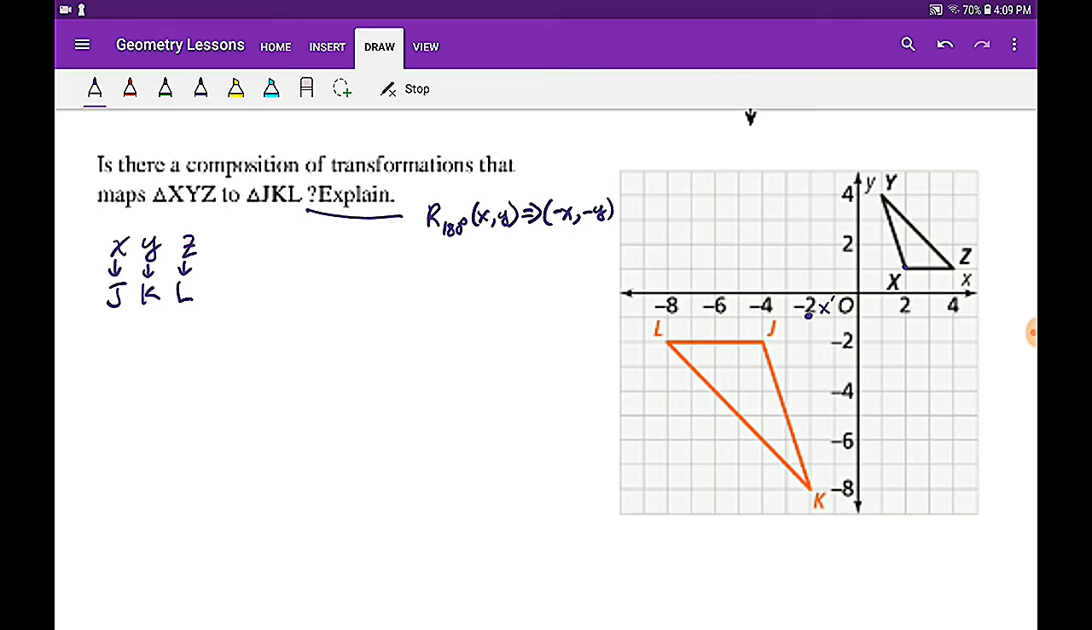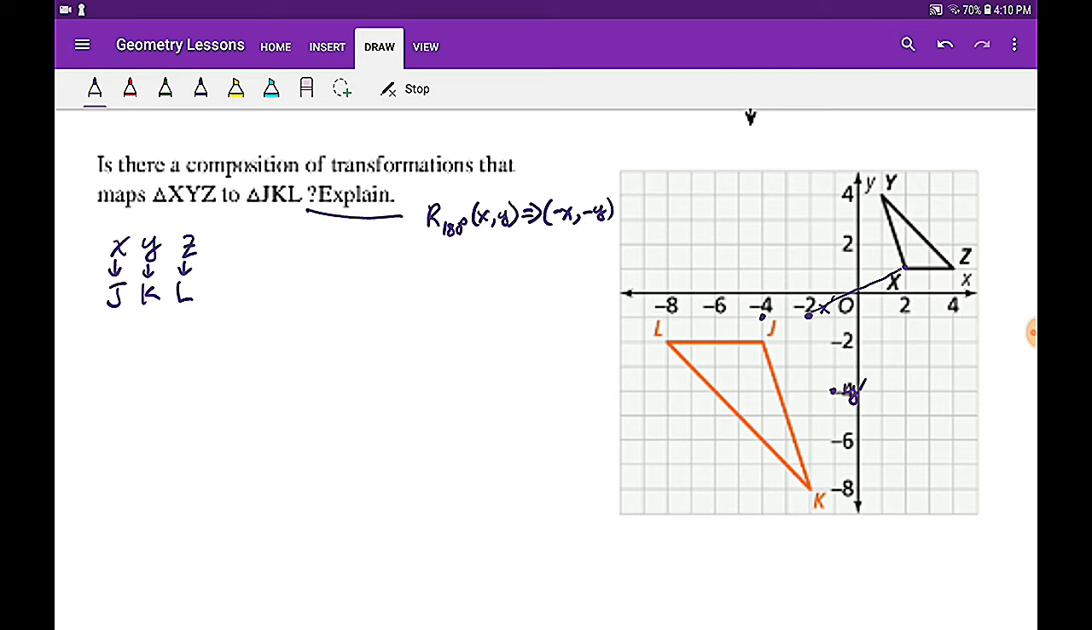So X prime, and then our double prime will be J. And then Y with coordinates (1, 4) will have the coordinates (-1, -4). This is our Y prime. All right. And then Z with coordinates (4, 1) will have coordinates of (-4, -1) right there.